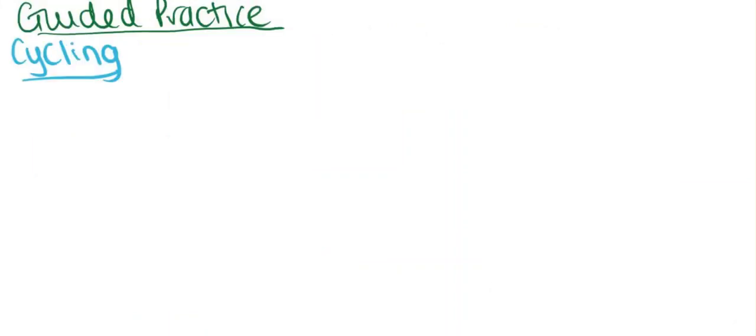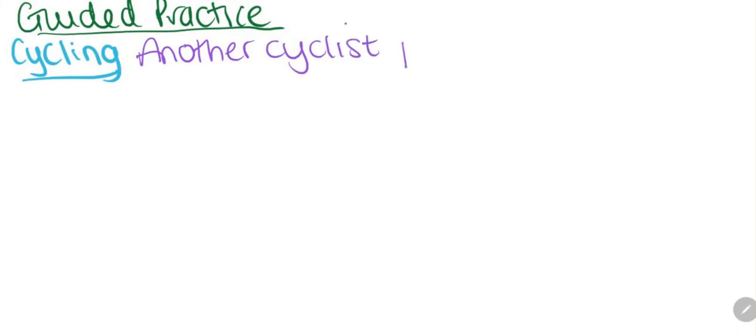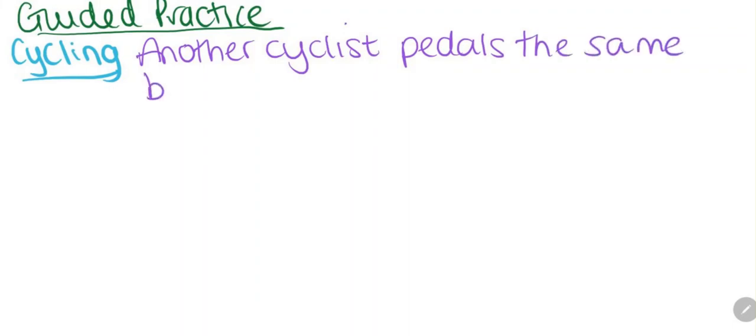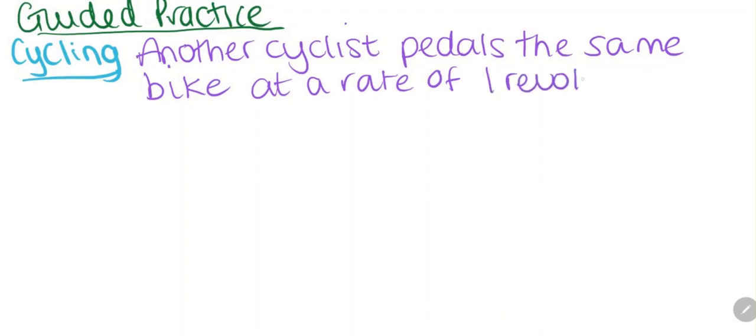So this question, guided practice, it says another cyclist pedals the same bicycle or bike at a rate of 1 revolution. So that's 1 complete turn per second.